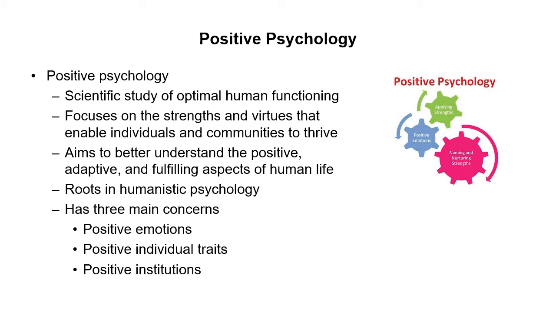Last thing I want to talk about here just real quick is positive psychology. So positive psychology is basically the scientific study of optimal human functioning. It's related to health psychology, and it's related to humanistic psychology, in that it looks at allowing individuals to reach their potentials, to reach optimal human functioning. Understanding positive adaptive parts of human life, the fulfilling aspects, it really has 3 main domains that it comes down to. That is the positive emotions, the positive individual traits, and the positive institutions we have in life.